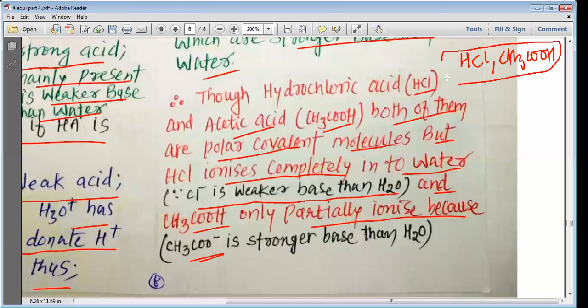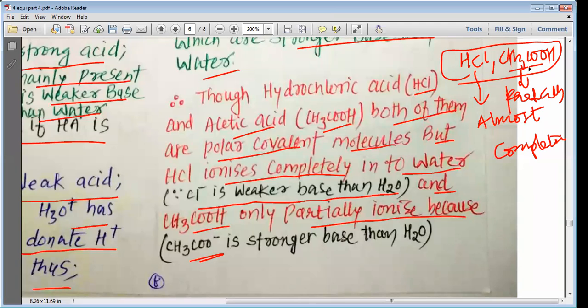Remember both of these are covalent molecules, and both are polar even, but HCl dissociates almost completely in water, whereas CH3COOH partially dissociates in water. Why does it dissociate partially? Because the base produced from CH3COOH, which is CH3COO minus, is a stronger base than water, and that is why it can accept the H plus from H3O plus and make the equilibrium shift towards the reactant side. But HCl produces the Cl minus ion.